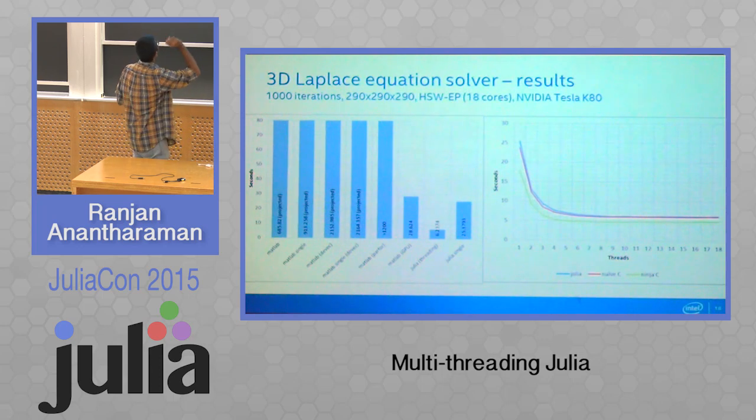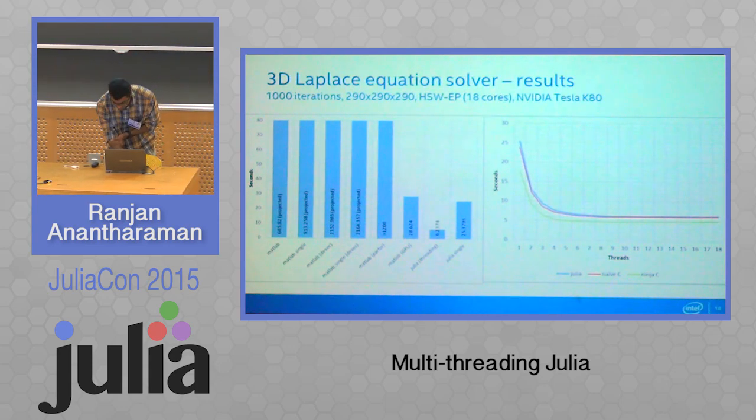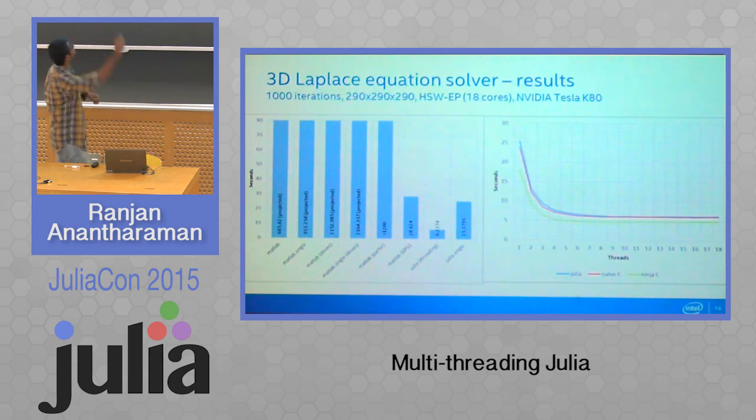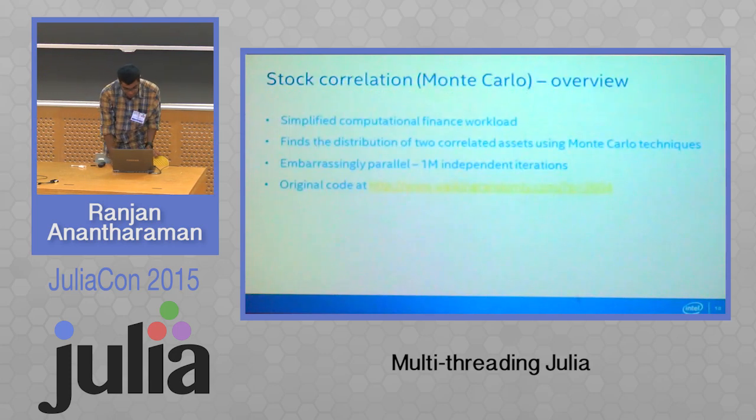We were able to blow GPU out of the water with Julia threading, and in fact even the single-threaded performance is a lot better than GPU. So take that, MATLAB. We were able to get great scaling results, and as you can see, it's almost comparable to Ninja C. Let's move on to the next workload.